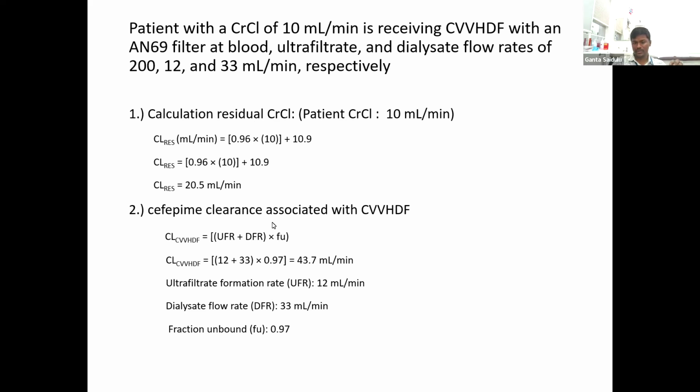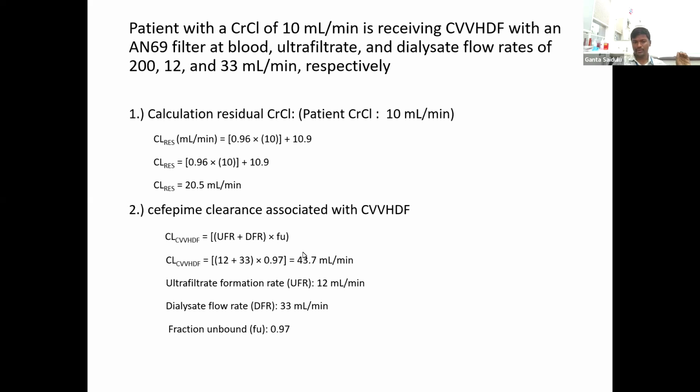Now the second step is the cefepime clearance associated with the CRRT. So for CRRT clearance, you have to use this formula. You need the ultrafiltration rate plus the dialysis flow rate, into the fraction unbound of the particular antibiotic. This you will get from the literature.